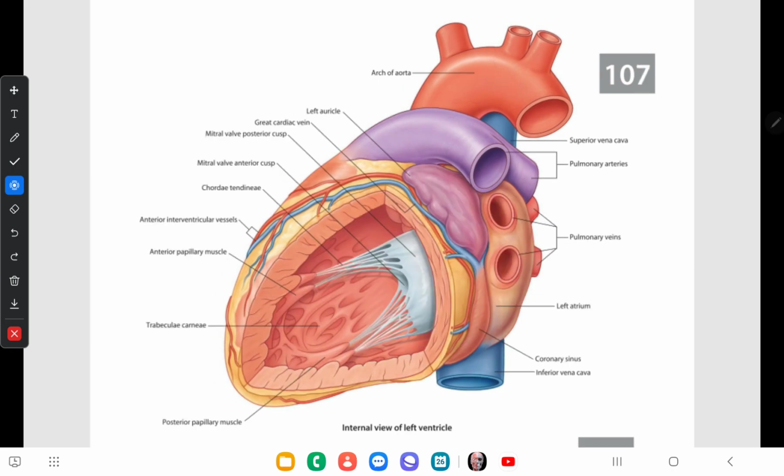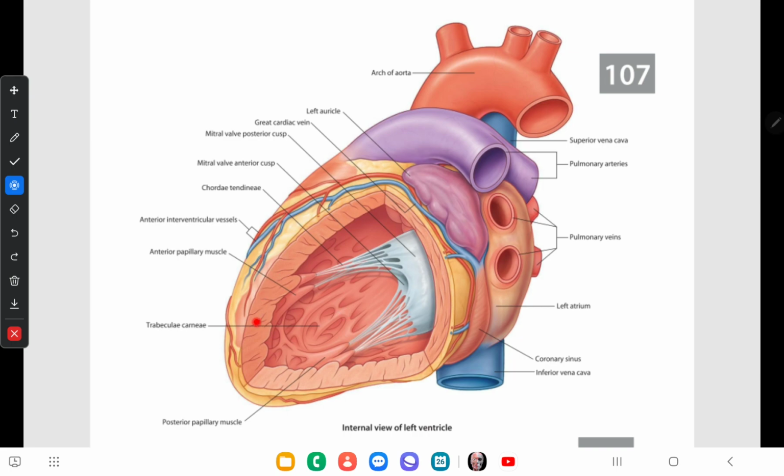Then the internal features of the left ventricle. The left ventricle communicates with the left atrium through the atrioventricular orifice and with the aorta through the aortic orifice. In the aortic orifice, there is a semilunar valve with three cusps as well. Here you can see only two papillary muscles, the anterior papillary muscle and the posterior papillary muscle, and these muscular ridges you can see well are the trabeculae carneae.